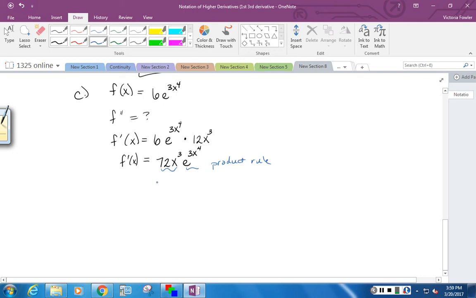Okay, so see if you can do that on your own, maybe pause it. Product rule says I'm going to do first times the derivative of the second. So the first is going to be 72x cubed. And I'm going to multiply by the derivative of this e raised to the 3x to the 4th. So you rewrite e to the 3x to the 4th. I multiply by the derivative of this function in the exponent, which is going to be 12x cubed. And so I've gotten the first times the derivative of the second, which we'll clean up in a moment.